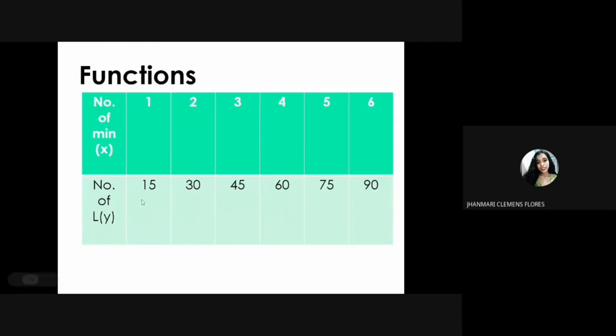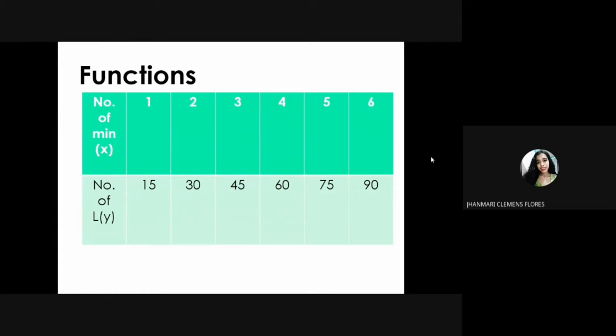Then let's put 15 times 2 as a substitute to that. Then we got 30. 15 times 3, 45. 15 times 4, 60. 15 times 5, 75. Then 15 times 6, 90. What is the purpose of 15, or what's the purpose of these?